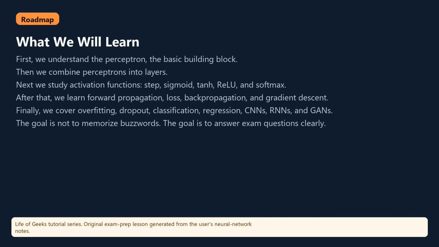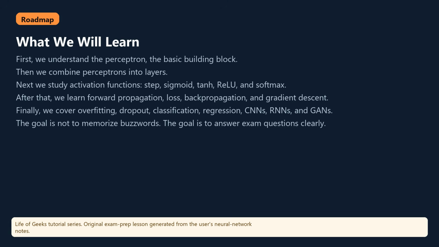Here is the roadmap for the hour. First, we start with the perceptron, because it is the basic building block of a neural network. Then we see why one perceptron is limited, and why connecting several perceptrons gives us more power. After that, we study architecture: input layer, hidden layers, output layer, depth, and width. Then comes activation functions. You must know step, sigmoid, tanh, ReLU, and softmax at least at a conceptual level.